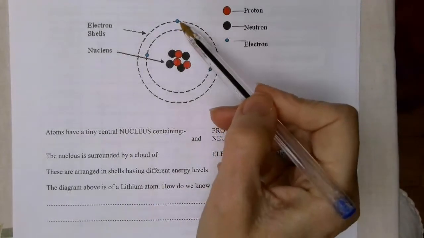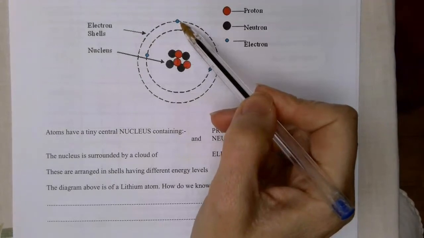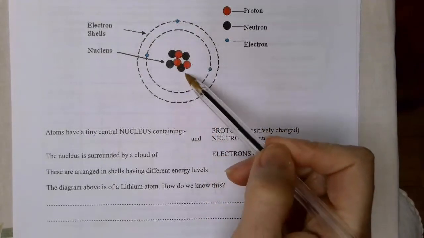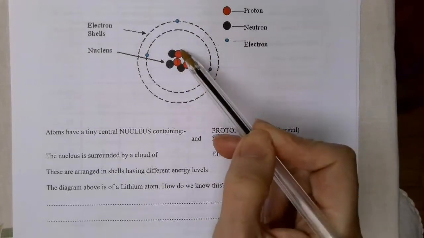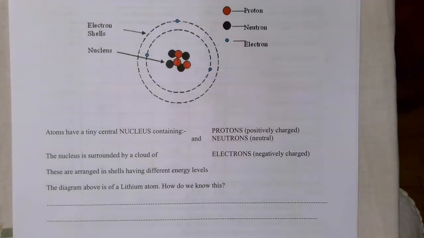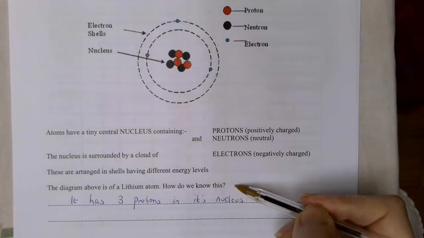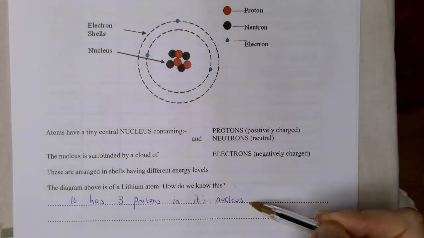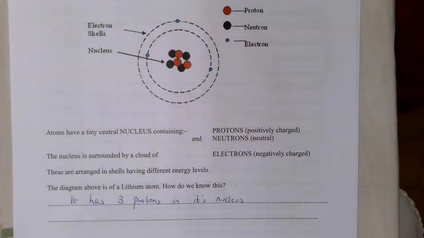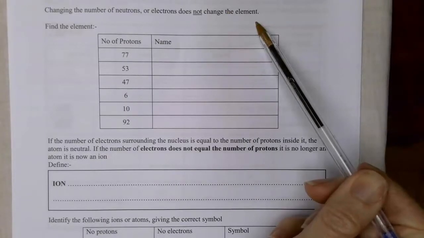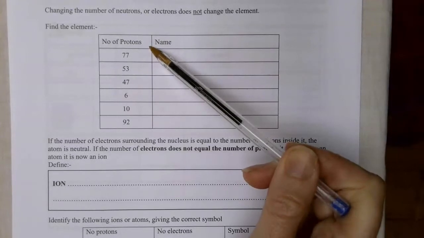So this atom has 3 protons in its nucleus, and that's what makes it a lithium atom. I can change the number of electrons. I can either remove or add electrons. I can remove or add neutrons, and it would still be lithium. It is the proton number that determines which element we have present. So how do I know that this is an atom of lithium? Because it has 3 protons in its nucleus. So changing the number of neutrons or electrons does not change the element. The element is determined by the number of protons.